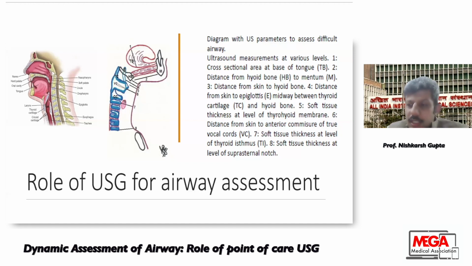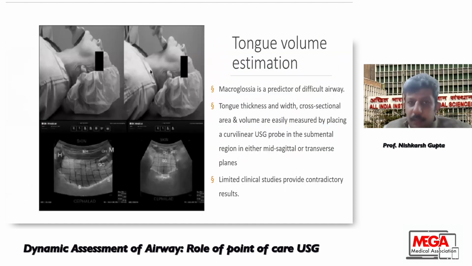Another important thing is that there are 2 ways of doing ultrasound. Mostly we do it transcutaneously, so we place the probe on the skin in this area of the neck. Or you can do it sublingually also, but it is not commonly used because it is a little difficult and it doesn't add much value to the assessment we are doing.